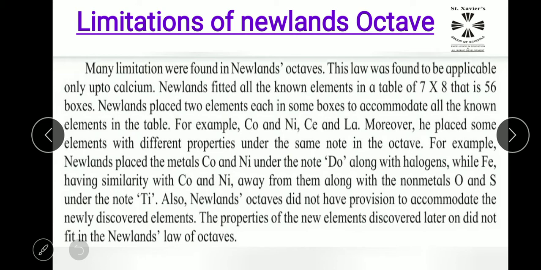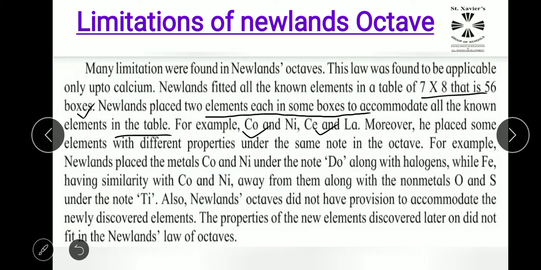Newlands fitted all the known elements in a table of 7 into 8, that is 56 boxes. Newlands placed 2 elements in the same box to accommodate all the known elements in the table. He wanted to accommodate all the elements in the same table, that's why he kept two elements in some boxes. For example, cobalt and nickel, Co and Ni, were kept in the same box, and in the same way cerium and lanthanum, Ce and La, were kept in the same box, students. It was the second demerit.